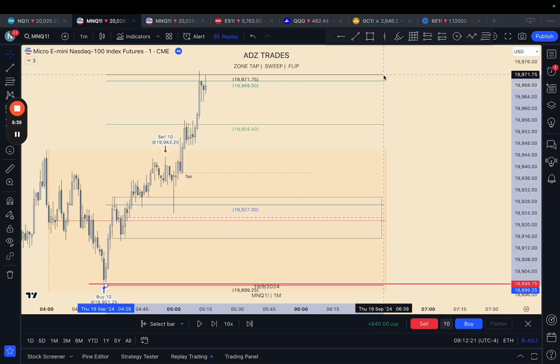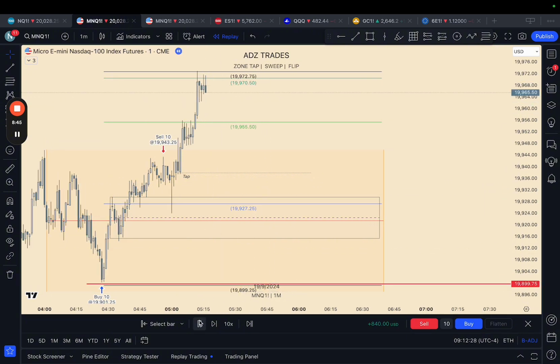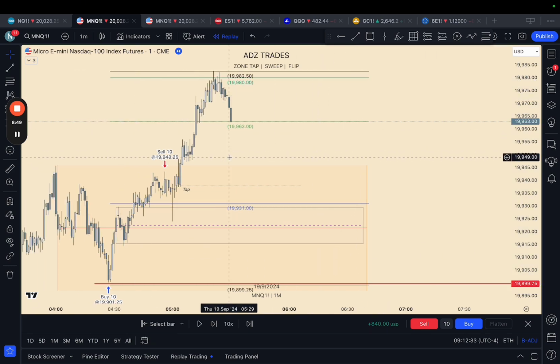No. Okay, that still makes sense to me. The fib's still below the tap. How long do we have till 6? 45 minutes. Still got time. Again, I'm not interested in drawing a new zone yet. I'd move my liquidity to here. That'll be my 1, 2, 3, 4, 5.